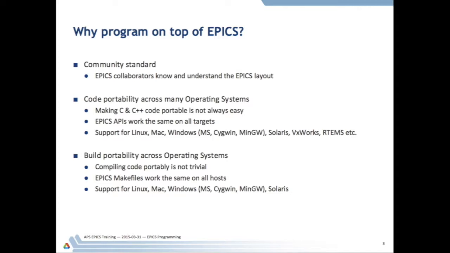And then build portability as well, because compiling code portably is not always trivial. You can't necessarily write makefiles that will work everywhere. Microsoft has a version of make which they call nmake, which is rather different from some of the others. It's based on some of the original standards, but things have diverged a lot since. Whereas the EPICS build system is designed so that it works the same on all the hosts. You just have to set up your build properly for EPICS. You can put special things in there for individual operating systems if you need to, but in general, the way the build works is the same on all hosts.